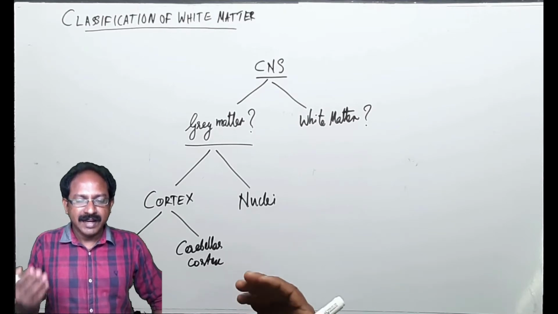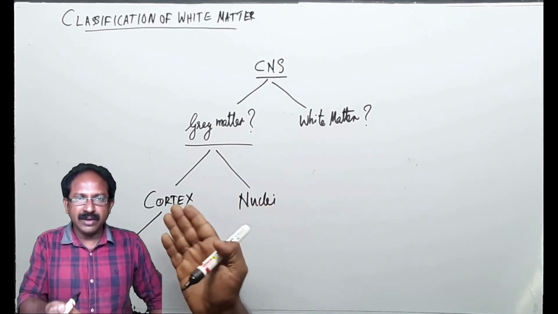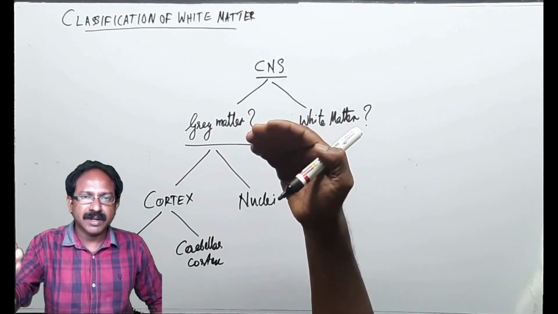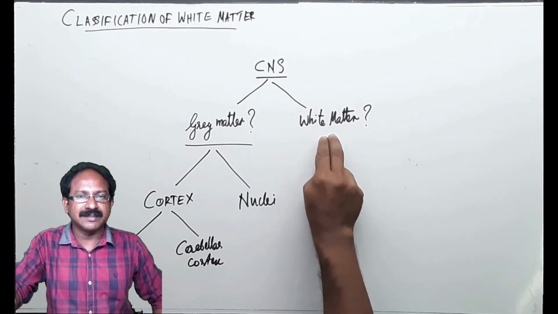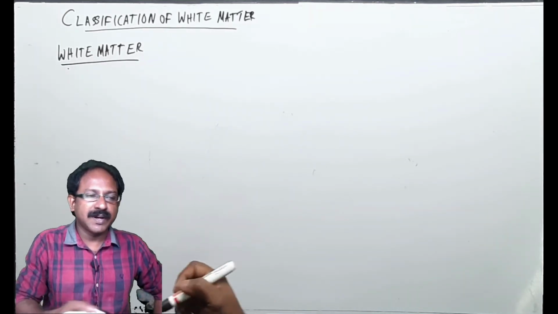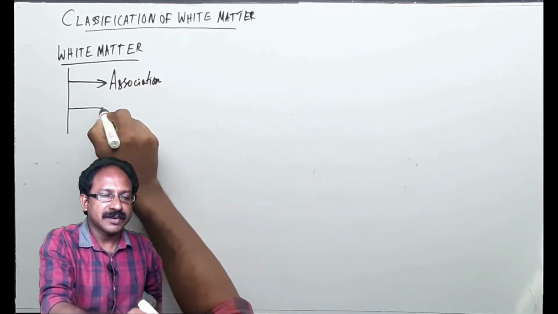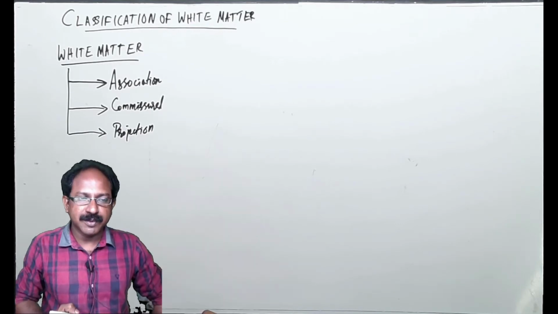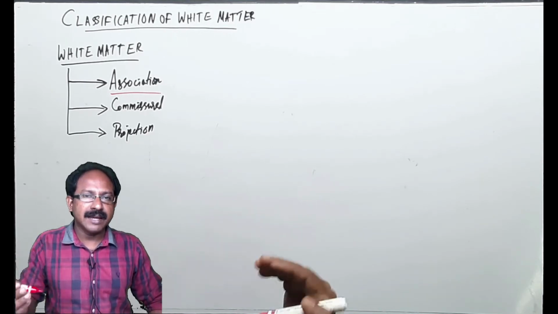The function of white matter is to connect these different grey matters, either to the cortex, to the nuclei, or to a lower grey or white matter of the central nervous system, for example, connecting the spinal cord and the brain. In this session, we will discuss the classification of white matter. The white matter can be principally classified into three types: association fibers, commissural fibers, and projection fibers. The function of association fibers is to connect different parts of the cerebral cortex of the same hemisphere.